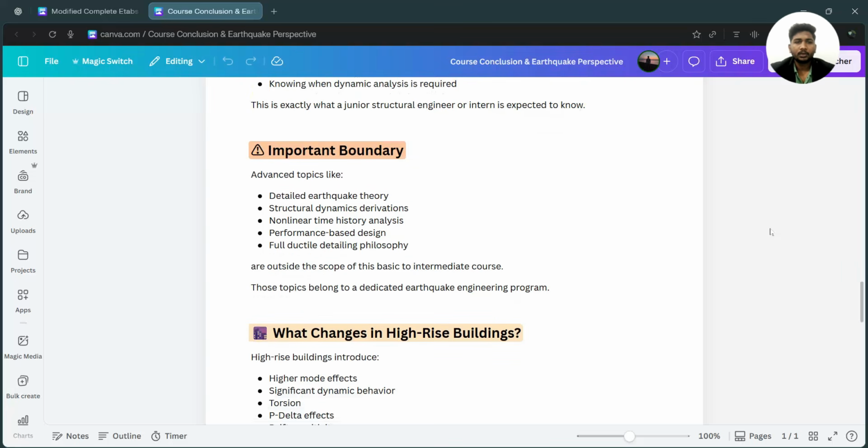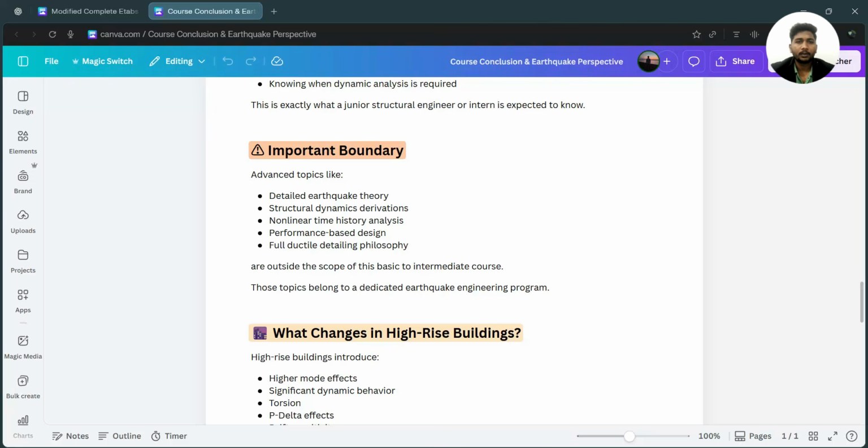Then the important boundaries: the advanced topics like detailed earthquake theory, structural dynamic derivations, non-linear time history analysis, performance-based design, and the full ductile detailing philosophy are outside the scope of this basic to intermediate course. I have made that clear, right? These concepts are all the advanced part.